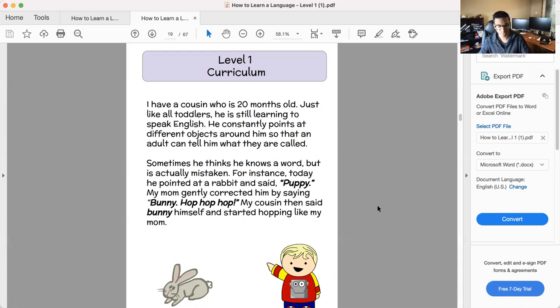He's a bit older now, but he's still learning to speak. He's now just over 2 years old. And still, he was over at our house just the other day.